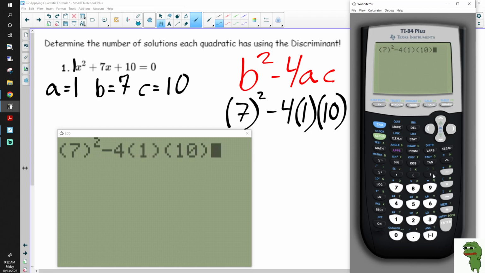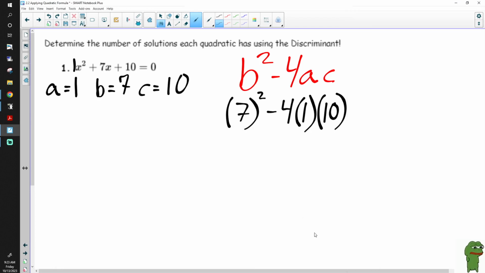Look everything over. Make sure it's exactly how you wrote it. Make sure your B, your A, and your C are in the right spots. Because I'm going to tell you, the biggest mistake that's made in this problem, in all of these problems, is people just put their numbers in the wrong spot. Make sure the B goes with B, A goes with A, C goes with C. Click enter, and you get 9. So this discriminant equals 9.